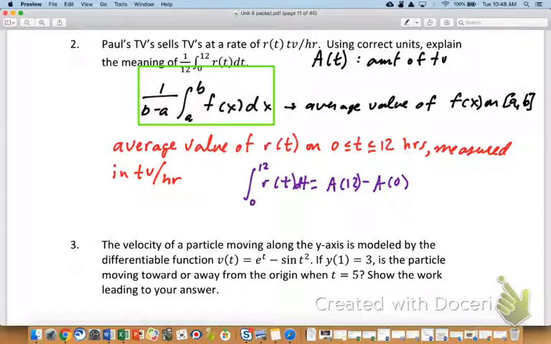But we can't forget that the 1/12 is there, and the 1/12 has units. Those units would be hours, right? Because it's 12 hours minus 0 hours. So what you end up with in the end is number of TVs over number of hours. You still get a rate, right? Yeah, it's just weird to go from rate to rate.